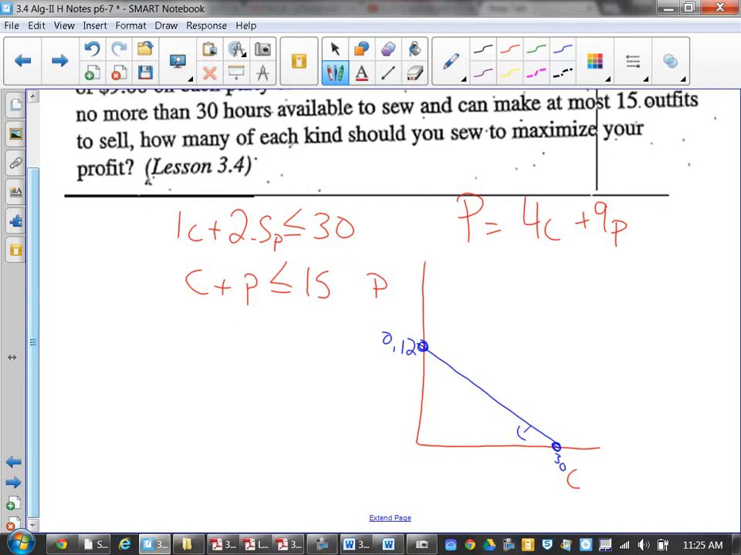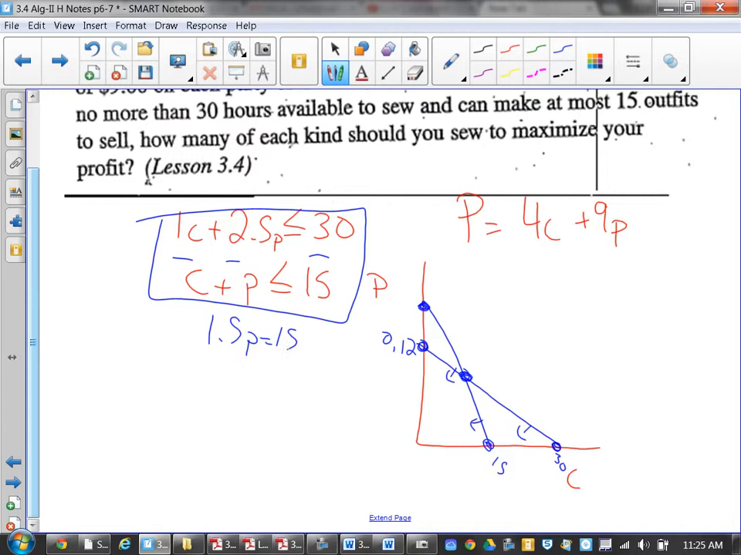This one's moving inward. The other one has intercepts at 15 and 15. Pretty simple. So they intersect here. Now to find that intersection point, I would suggest just using a system of equations. I'm going to use what's called elimination. Do you guys remember that? If I see these two have the same first coefficients, and I just subtract those equations, I get 1.5p is 15, p is 10.